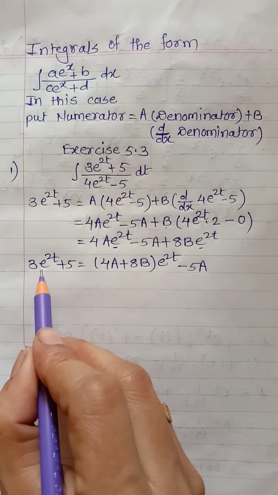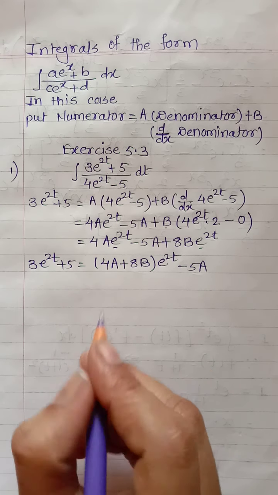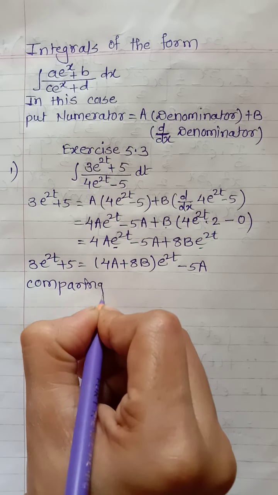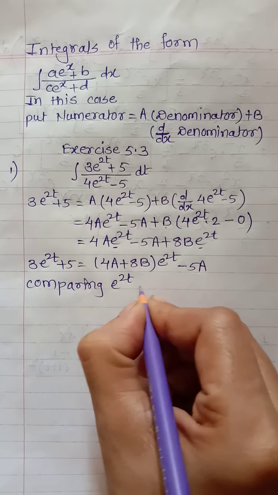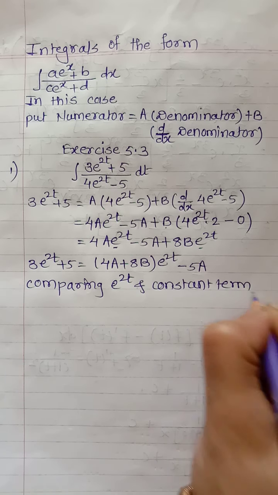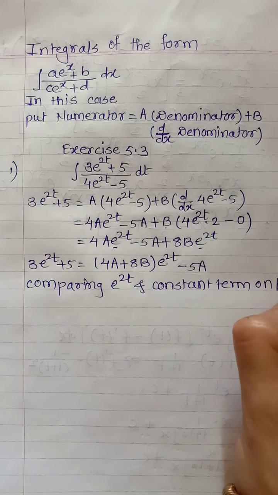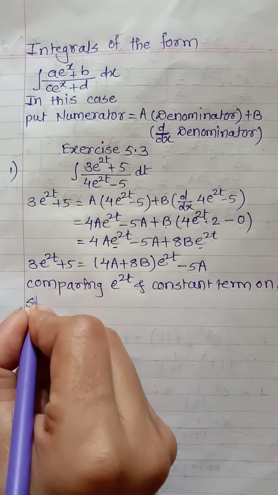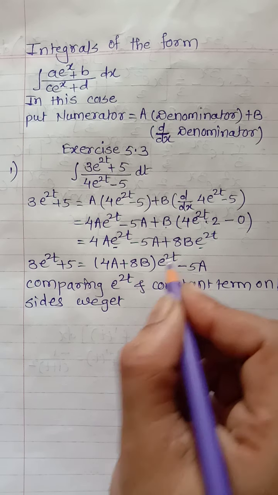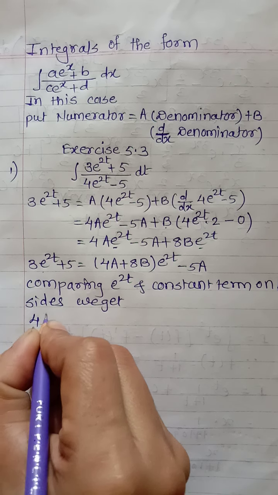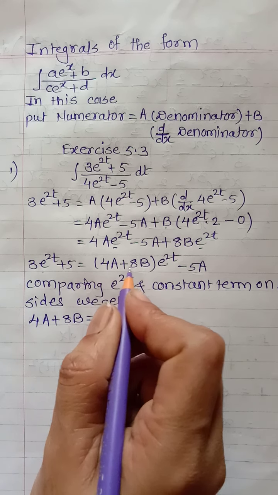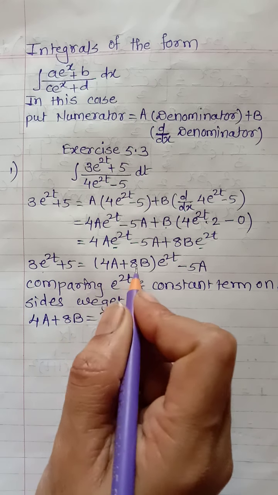Now comparing e^(2t) and constant term on both sides. We get, after comparison of e^(2t), here it remains 4a + 8b is equal to what? 3. This is your LHS, this is your RHS. LHS is 3 and 4a + 8b is your RHS.